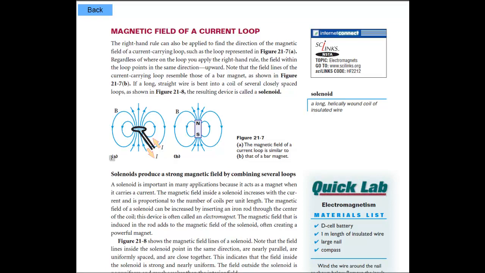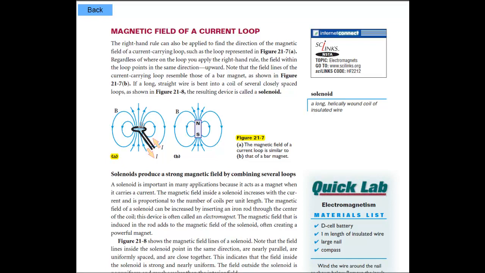I can also make it into a loop. Looping the wire, not changing its length or anything else, will increase the magnetic field strength. And also it changes the properties of the field. So I'm going from concentric circles in a straight wire to a pattern here in figure A of 21-7 where it looks a lot more like that of a bar magnet.